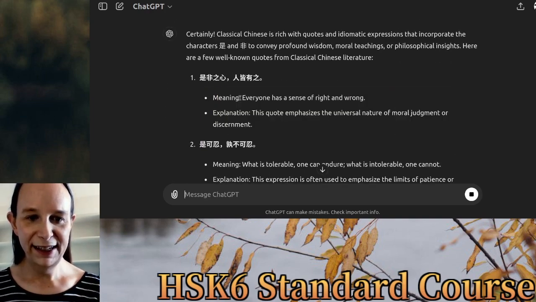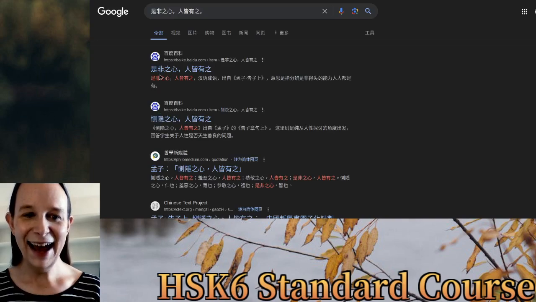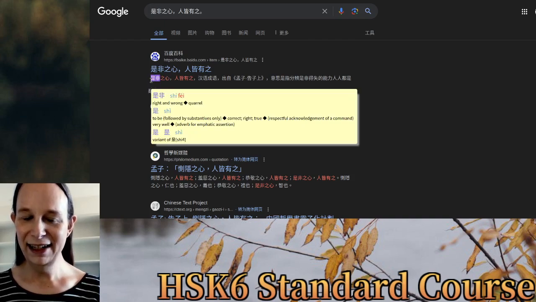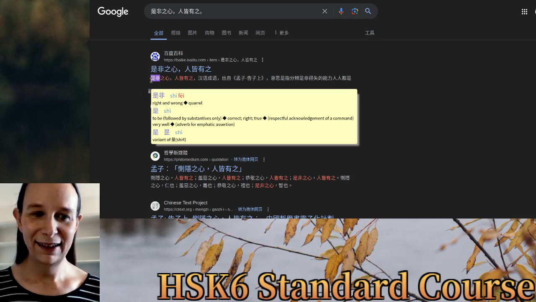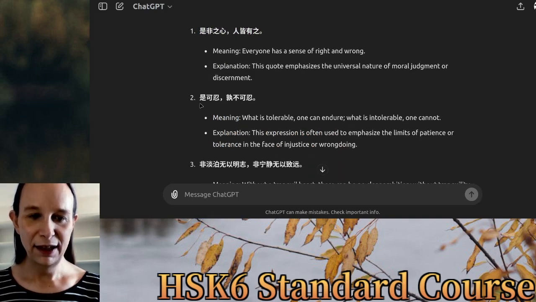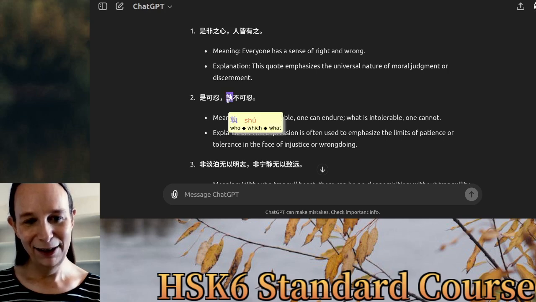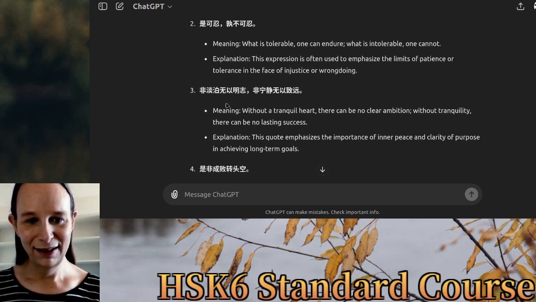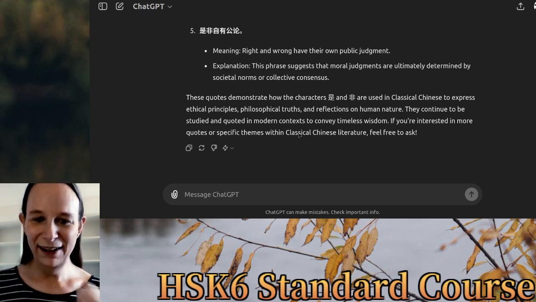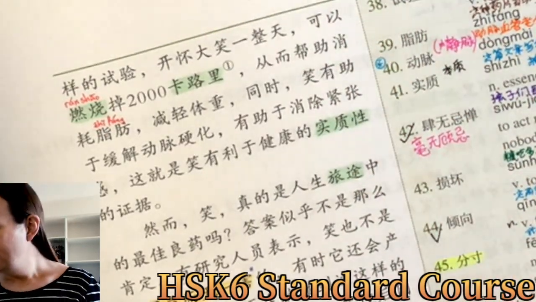Ah, 是非之心，人皆有之. Okay, it is actually a saying. 是非之心，人皆有之. So, a heart that can differentiate between right and wrong, I guess. Everyone has one, basically. I think that's what it means. 孰不可人. All right. You don't necessarily have to put the shi and fei together. Anyway. What's next?